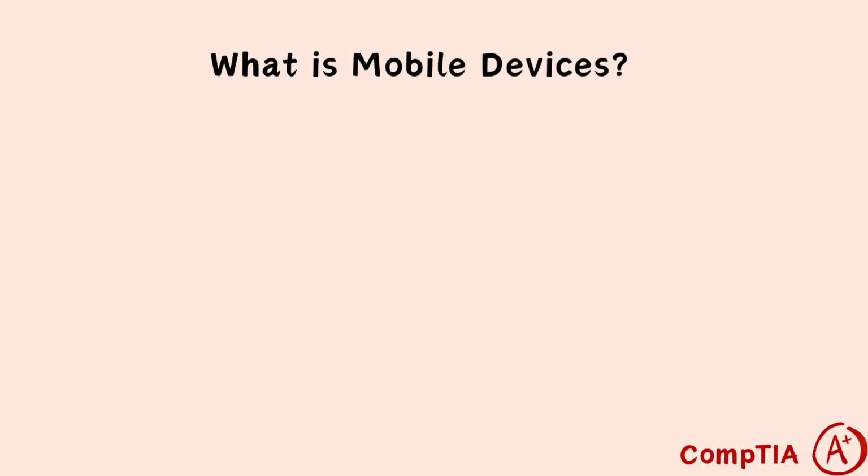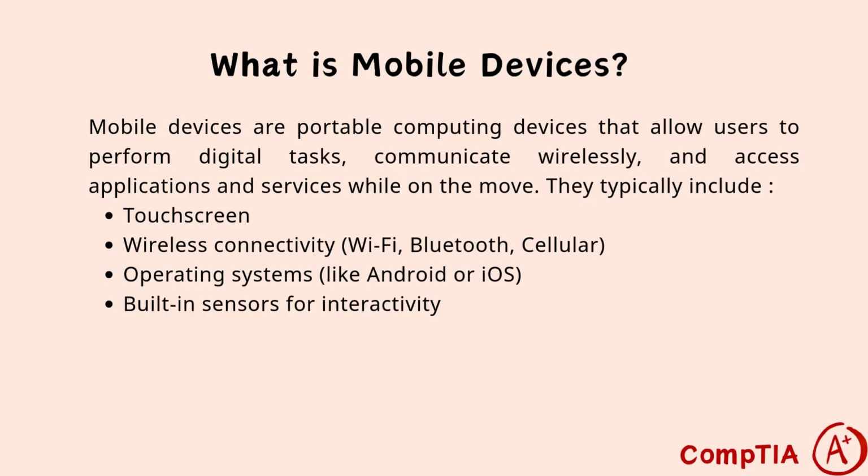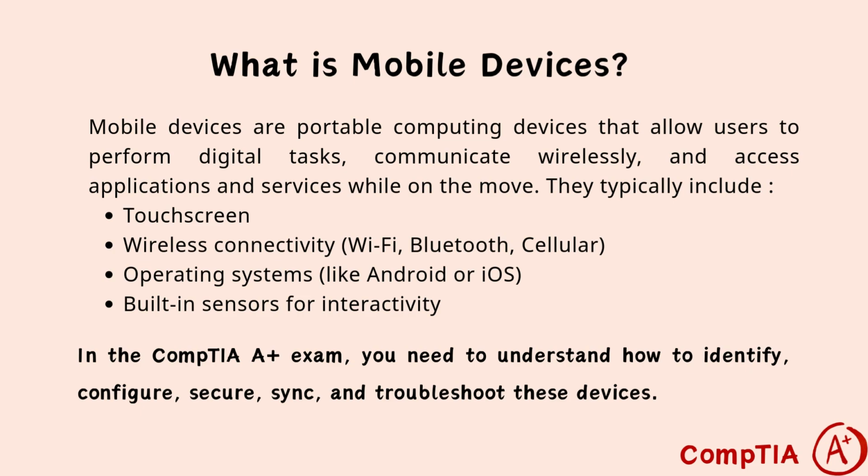What are mobile devices? Mobile devices are portable computing devices that allow users to perform digital tasks, communicate wirelessly, and access applications and services while on the move. They typically include touchscreens, wireless connectivity (Wi-Fi, Bluetooth, cellular), operating systems like Android or iOS, and built-in sensors for interactivity. In the CompTIA A+ exam, you need to understand how to identify, configure, secure, sync, and troubleshoot these devices.